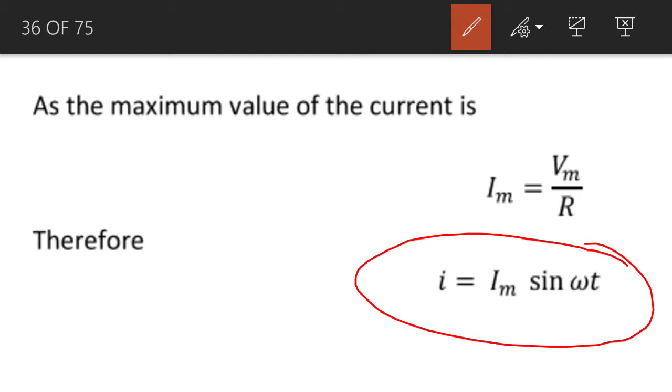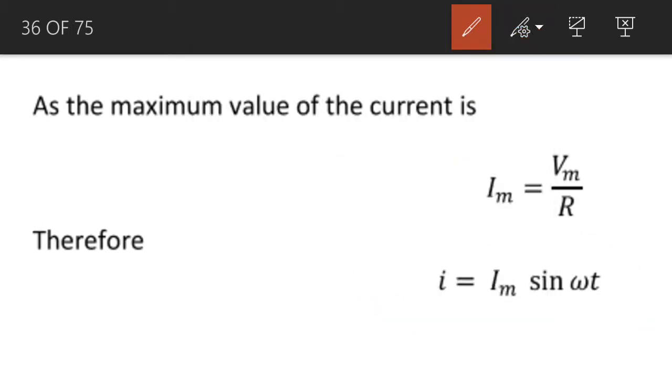You see this current varies sinusoidally with respect to time, and I is equal to Im sine of omega t. Im is the maximum value of the AC current, and this maximum value of the AC current is also known as the peak value of the AC current.